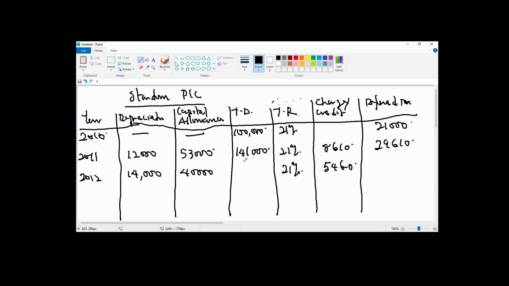Then I apply the tax rate. That's 167,000 at 21%, which gives 35,070. Or the 5,460. What have you done? Go to the table and do it this way.